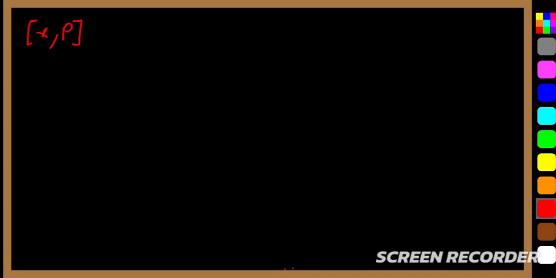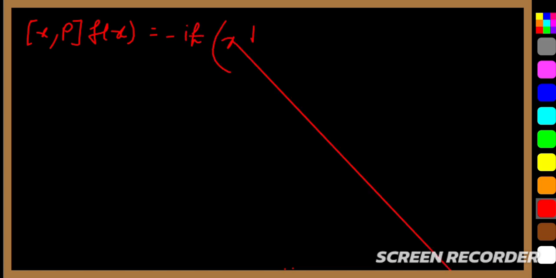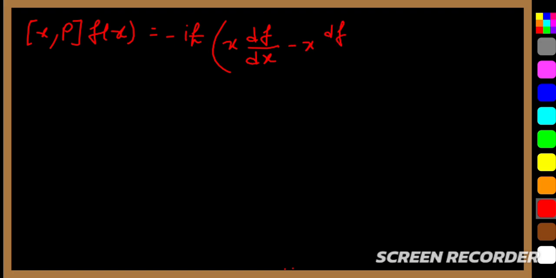xp f of x equal to minus ih cut x df by dx minus x df by dx minus f, that is equal to ih cut f. Sixth equation.